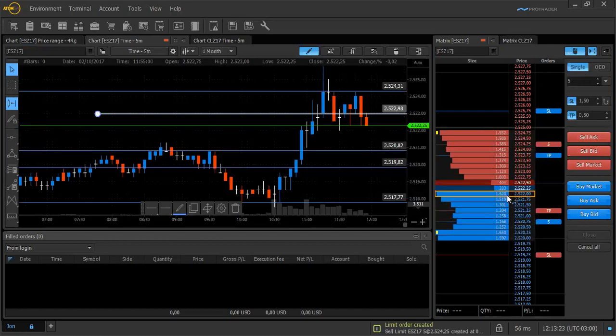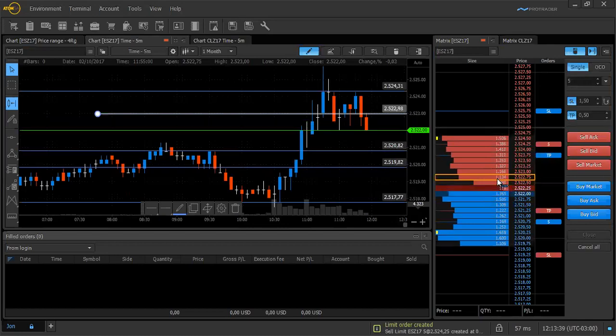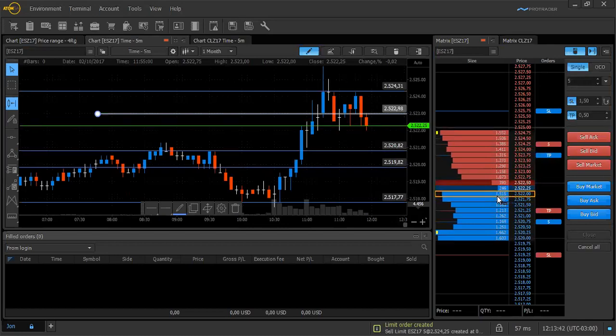But taking a look at the book, we can see that, for instance, at this 522, there are 1,500 contracts. So it's going to be harder for the price to break through this price because there are more people buying here than people selling. Take a look here: only 400 people selling, 1,000 people selling, and still 1,500 contracts here buying. So let's see if they're going to be able to push this price down. And we're waiting here at 520.75 in order to buy.